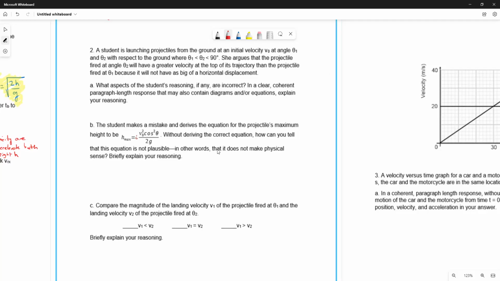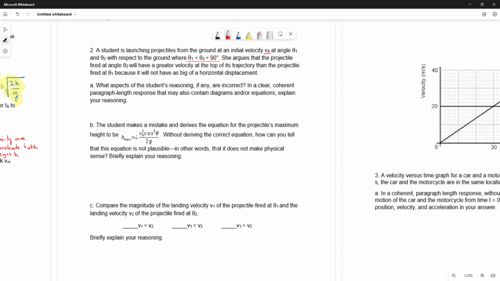Okay, for problem two, you are described a situation where these two projectiles are being launched with the velocity of v0 at two separate angles. The two angles compare in this fashion here. The student argues the projectile fired at angle 2 will have a greater velocity at the top of its trajectory than the projectile fired at angle 1 because it will not have as big of a horizontal displacement.